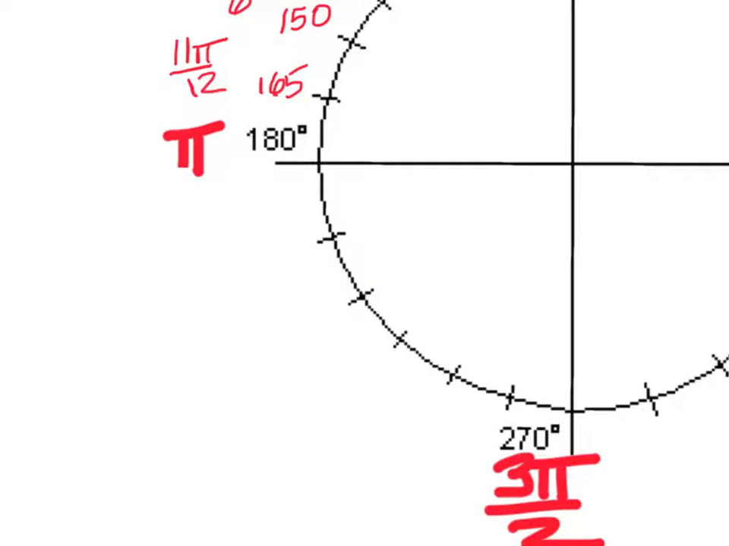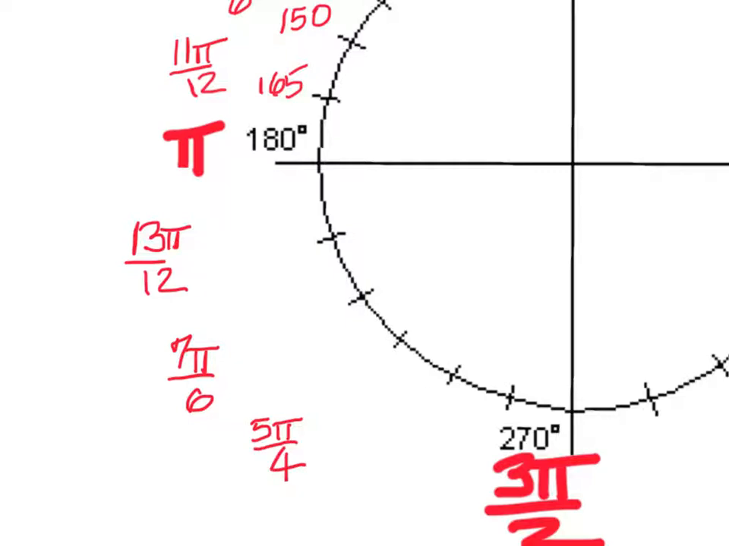So now we can go to 13 pi over 12. The next one is 14 pi over 12. 14 pi over 12 reduced. 7 pi over 6. 15 pi over 12 is next. What is that reduced? 5 pi over 3. Is that right? Yeah, 5 pi over 4.